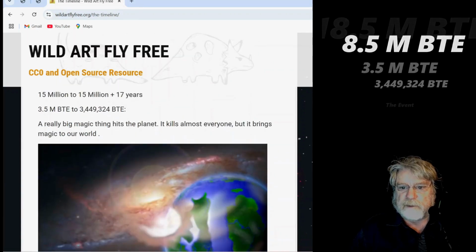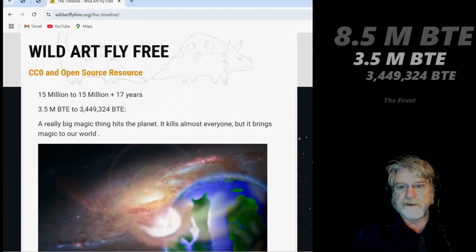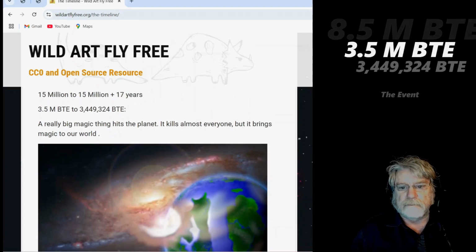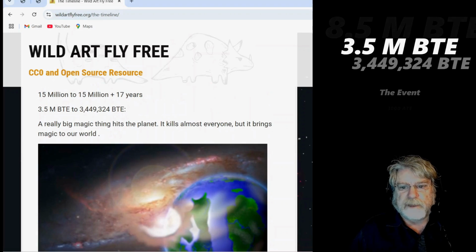Okay, 15 million to 15 million plus 17 years. So that's 3.5 million BTE to 3,449,324 years before the event. We're getting rather specific here. Why? Something happened that year, didn't it? A really big magic thing hits the planet. It kills almost everyone, but it brings magic to the world. Okay, yeah, that's a big event. And that happened.